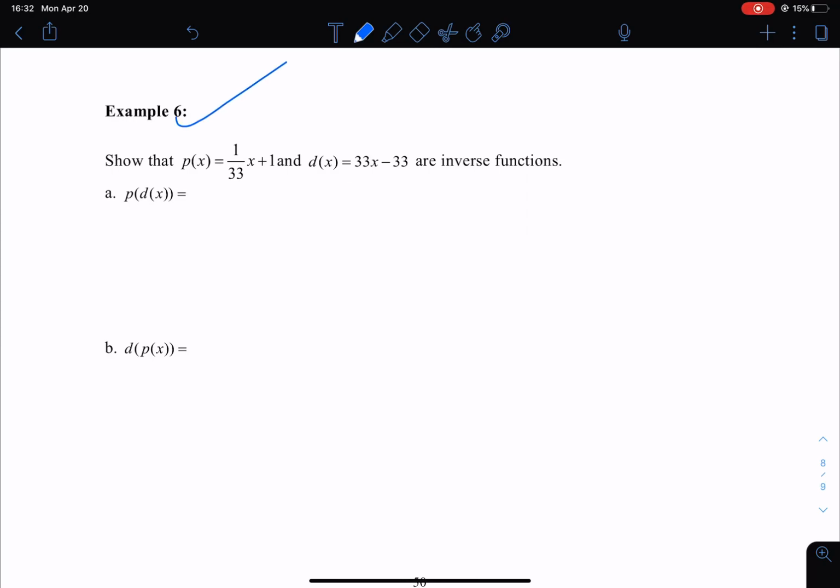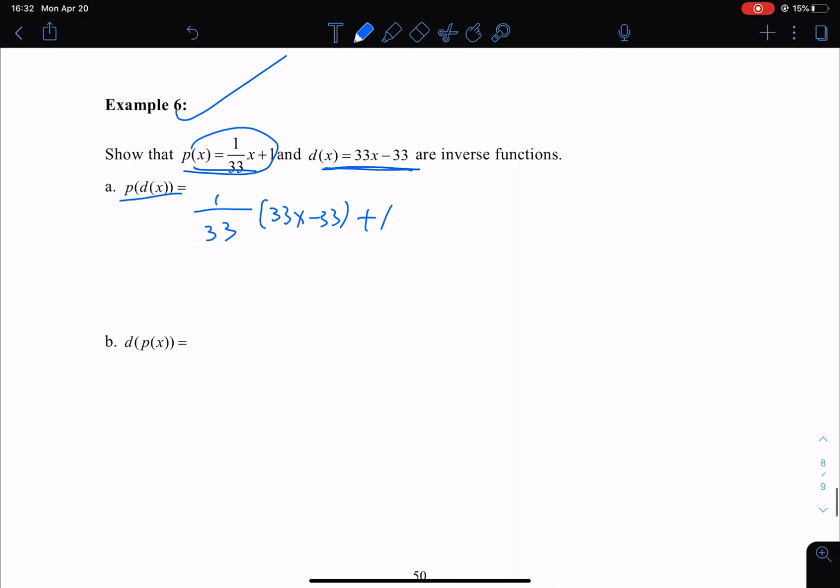So for this one, what is the function combination? P of d of x, where this is d of x. P of d of x is just 1 over 33 times (33x minus 33) plus 1. P of d of x means just plug d of x into x. So we have this one, and then you can simplify it. It's just x minus 1 plus 1. It's just x.